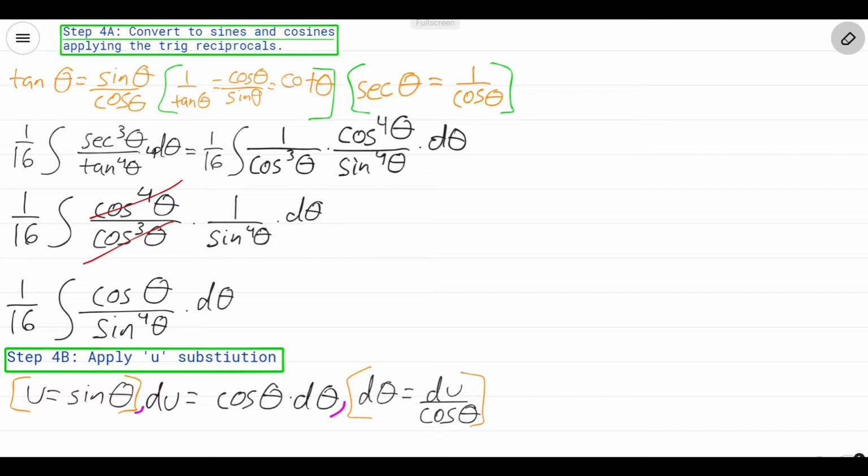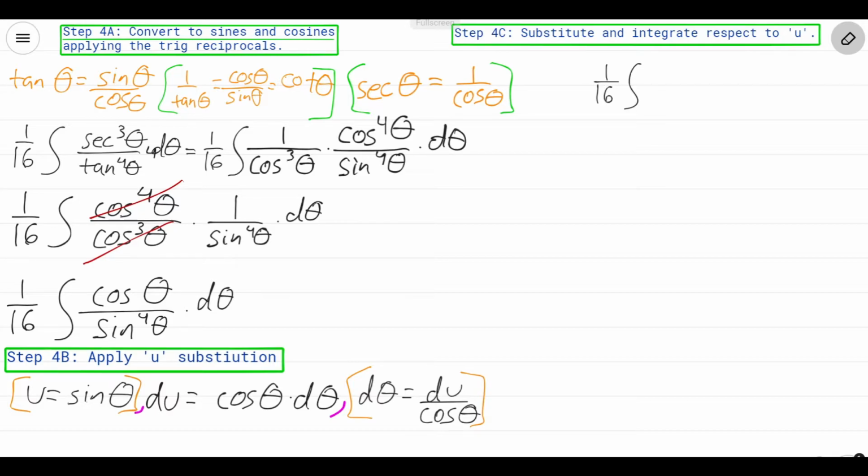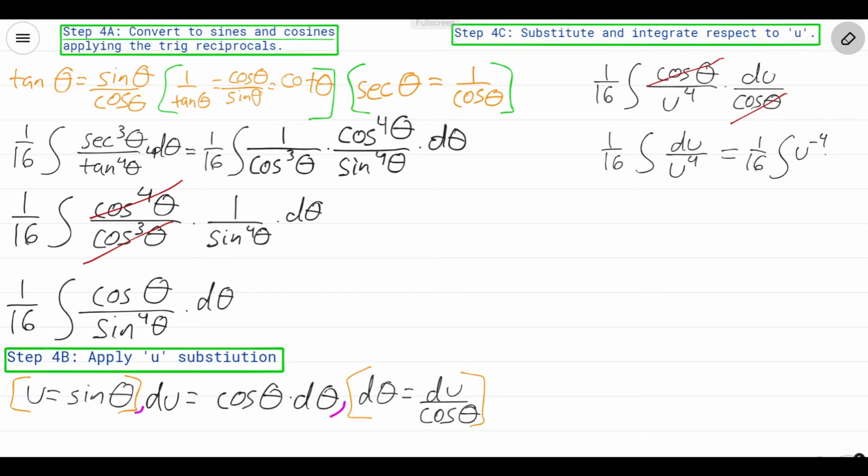So we're going to substitute u and d theta back into the integral that we have. Now we're going to integrate this with respect to u. We have our constant of 1 over 16 times the integral of cosine theta over u to the 4th power, because we're substituting in u for sine theta. For d theta, we substitute du divided by cosine theta, and those cosines cancel each other out. We're left with 1 over 16 times du over u to the 4th power, which is equal to 1 over 16 times u to the negative 4th power times du.